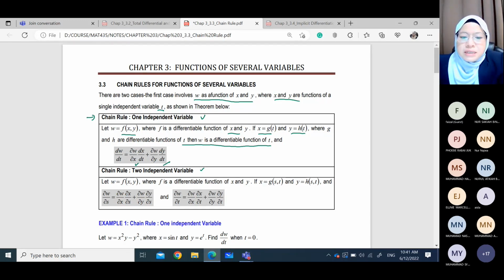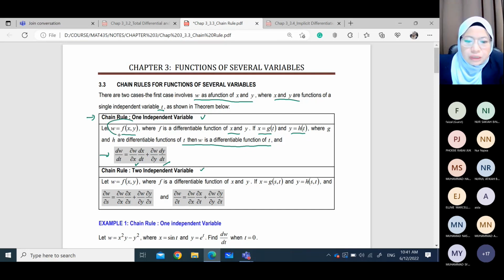Okay, so this means that all the functions, which are W, X and Y, depend on the T variable. So we call T an independent variable. Okay, so before we have this formula, we can form it into a tree diagram. So how to draw a tree diagram?